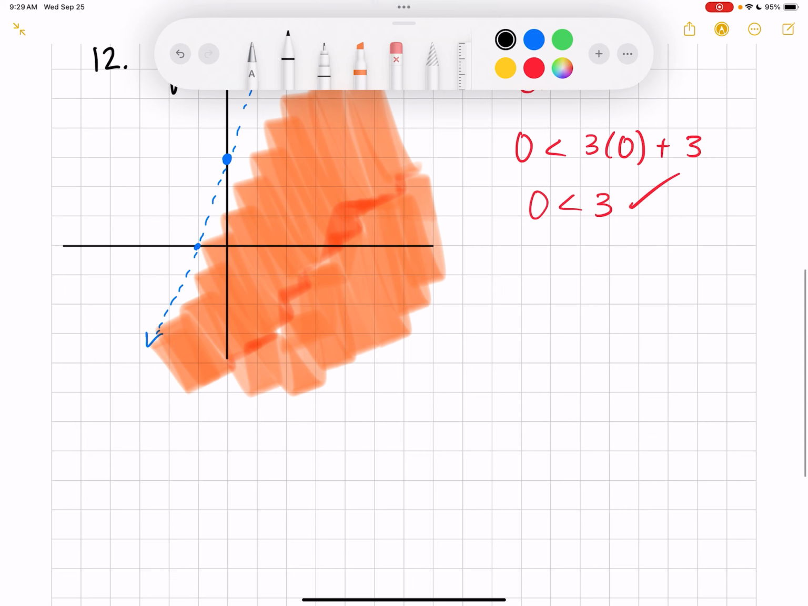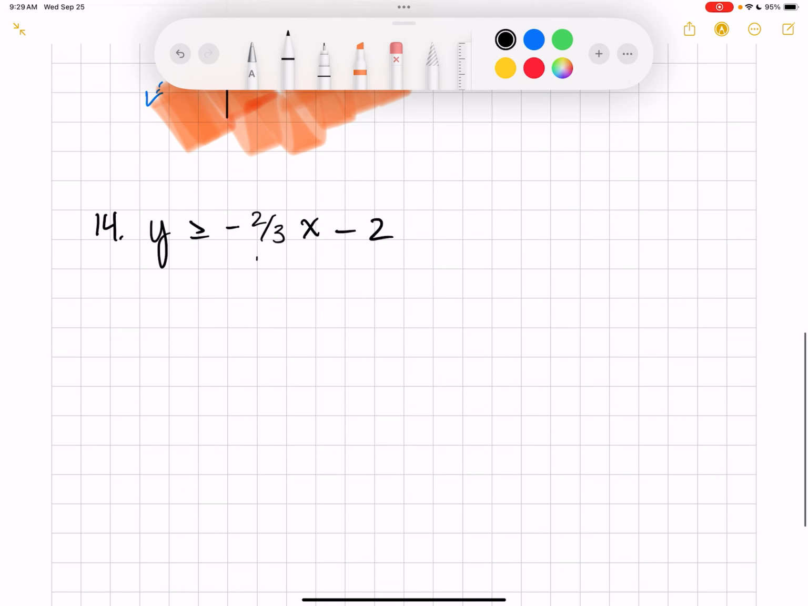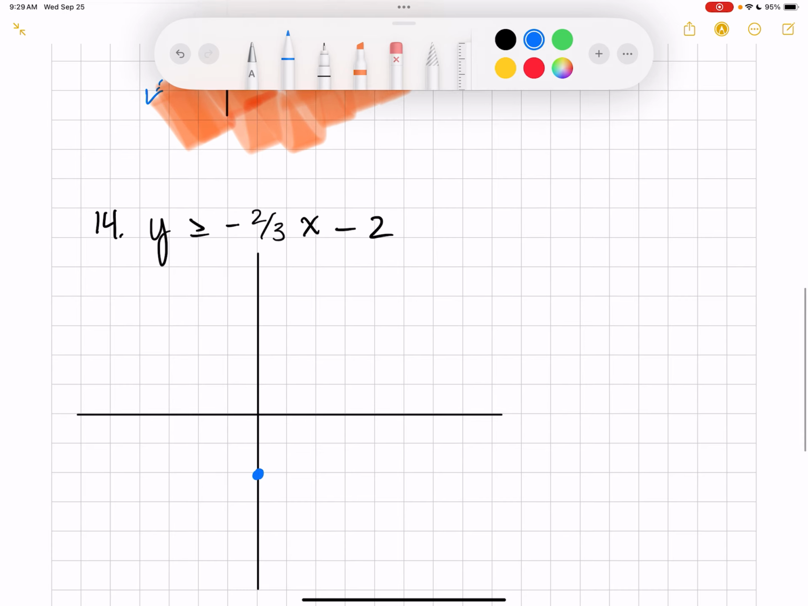14. y is greater than or equal to negative 2/3 x minus 2. All right, so where does this one start? It goes at negative 2 on the y, and what happens with that slope? It's going to go down to the right 3, or up 2 and back 3. And are we solid or dotted? Solid.